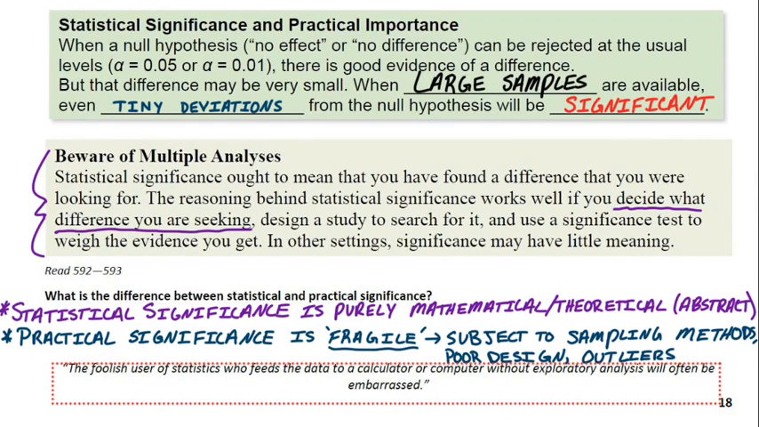And notice the italicized part here. It says, the foolish user of statistics who feeds the data to a calculator or computer without exploratory analysis, which means graphing and taking a look at the data, right? So you could see things like outliers, will often be embarrassed. Right? So if you don't know the whole story behind the practical significance, right? What kind of sampling methods were used? Was there poor design involved? Can I take a graph of the data and look for outliers? Right? We really need to paint the entire picture and look at the whole story.